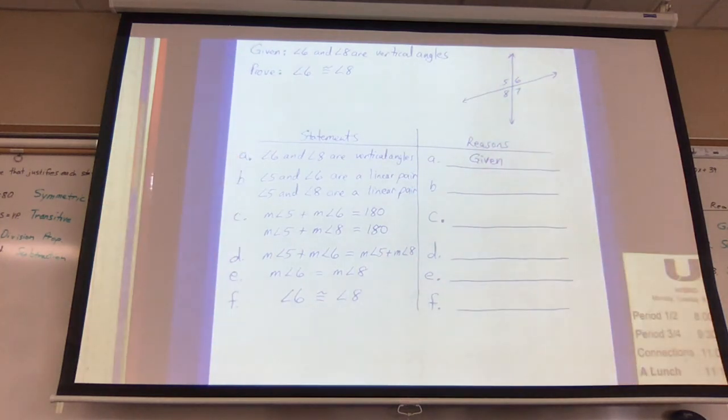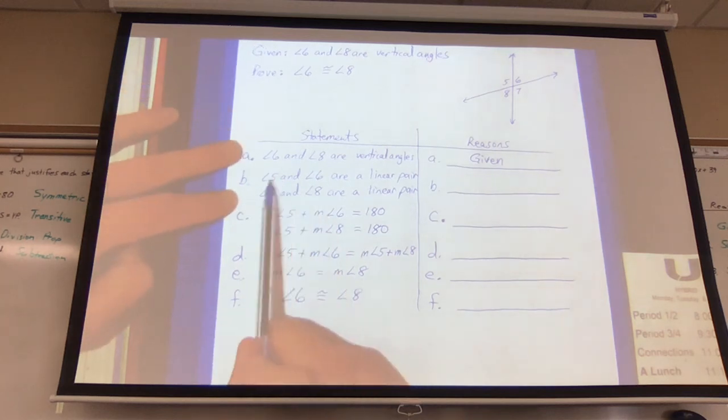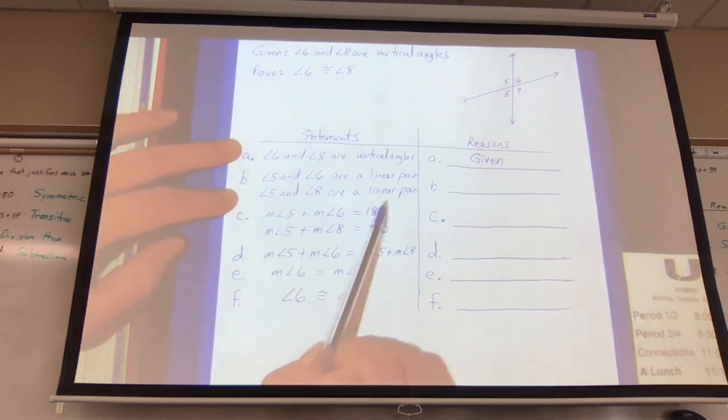So no matter how difficult the proof is, you should always be able to get that first step. It's almost always going to be given. Now in step B, they tell us that 5 and 6 are a linear pair and 5 and 8 are a linear pair.